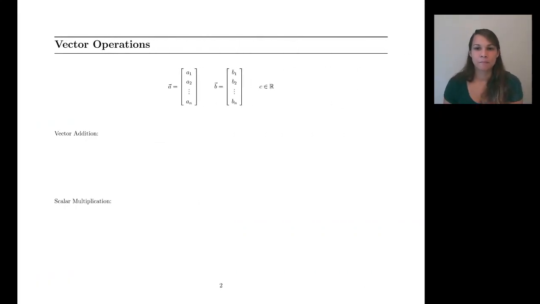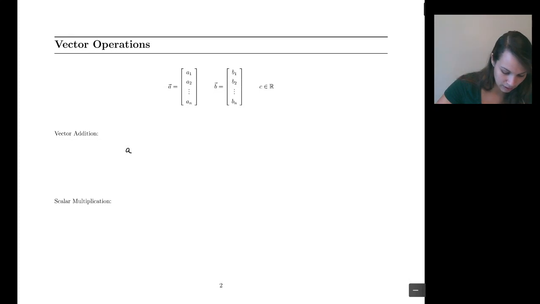Okay, and we're going to review some properties about vectors. Notice that a and b are the same length. We can define vector addition, but only if they are the same length, like this. You just add the first entry with the first entry, second entry with the second entry, all the way down to the very last entry.